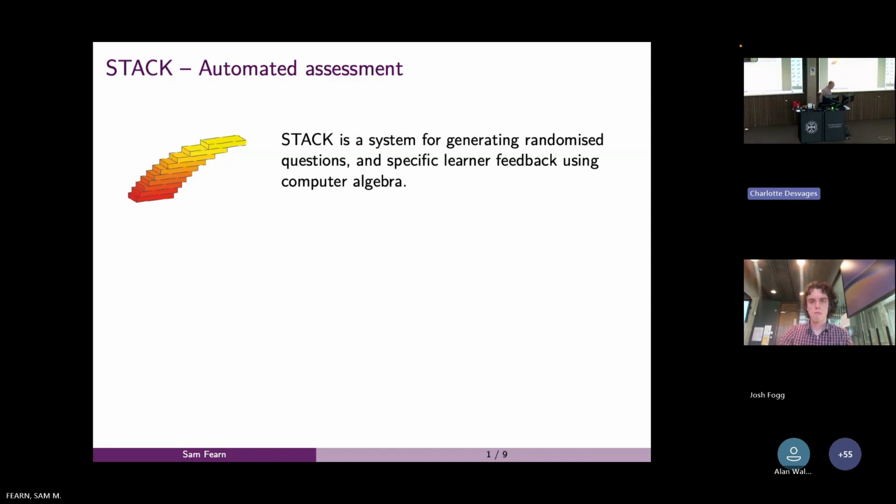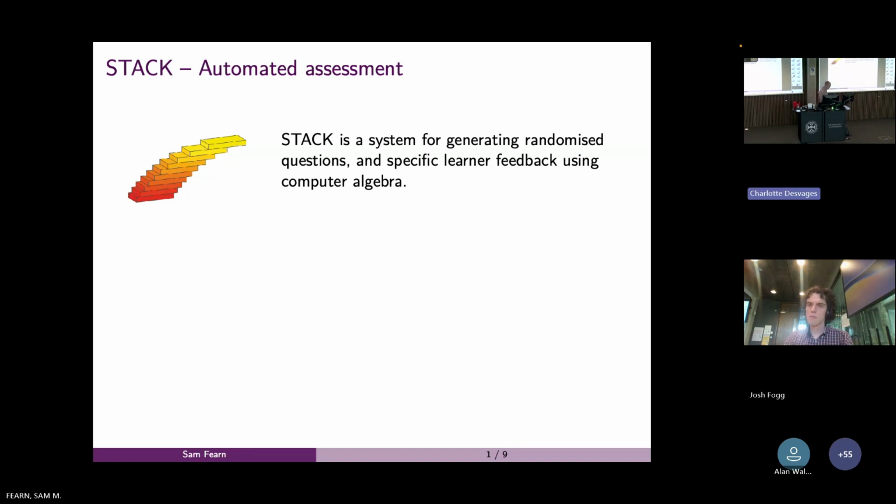So Stack is a system for generating questions that you can give to your students for them to use for assessment. So these are going to be potentially randomized questions using some random variables, and then generate specific feedback to students' attempts on those questions, where the feedback can take into account not only the random variables that you've used to run the question, so it's specific to the version of the question that the student's seeing, but also what the student has done while attempting to answer that question.